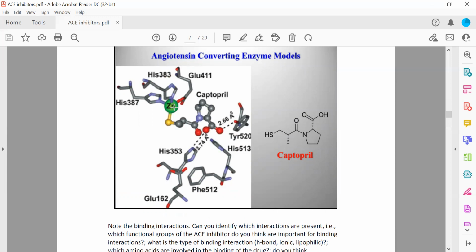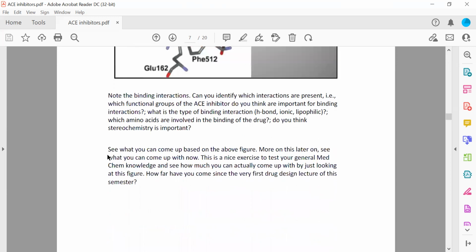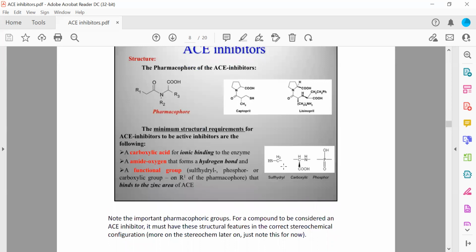So please take note that the ACE enzyme has an amino acid in its active site, and in close proximity to that amino acid is actually a zinc molecule in the enzyme. The ACE inhibitors can then form an interaction with the zinc binding site, and thus give the inhibitory activity. I've tried to show you here the different functional groups: the sulfhydryl functional group, the carboxylic acid group, as well as the phosphor functional group that can make up the R1 position of the pharmacophore of the ACE inhibitor.